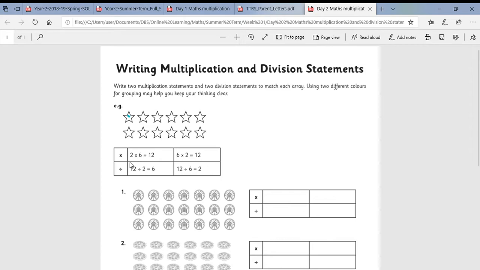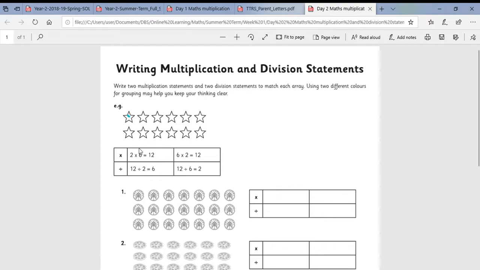Now we're going to also write division statements for the same array. Just remember, with a division, it does matter what comes first, because division is starting with a total number and then sharing them equally. So we always have to put the largest number first with division. So with division, you need to know how many there are in total. So let's just remember, I'm going to count in 2. So 2, 4, 6, 8, 10, 12.